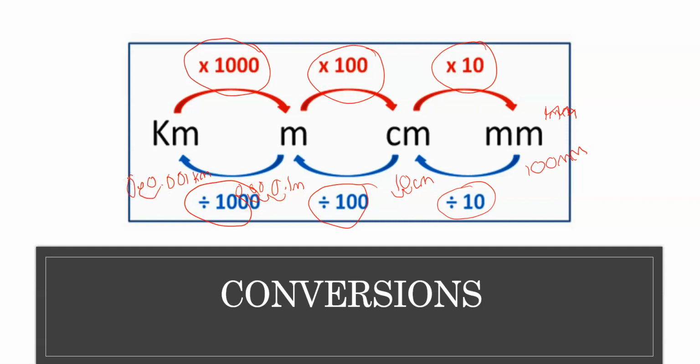All right, let's start off with the kilometre, just the one. 1 kilometre gives us 1,000 metres, which gives us 100,000 centimetres, which gives us 1,000,000 millimetres.